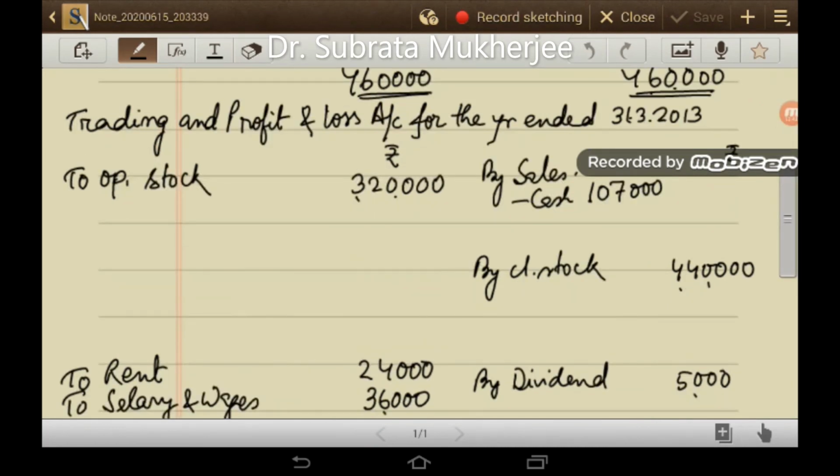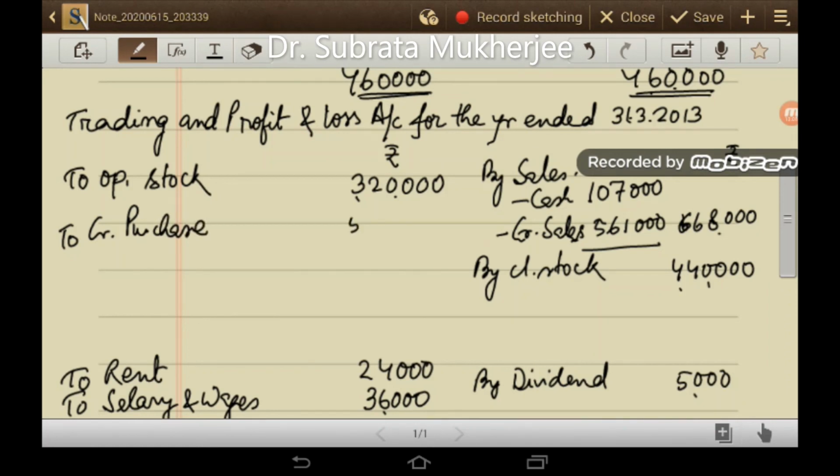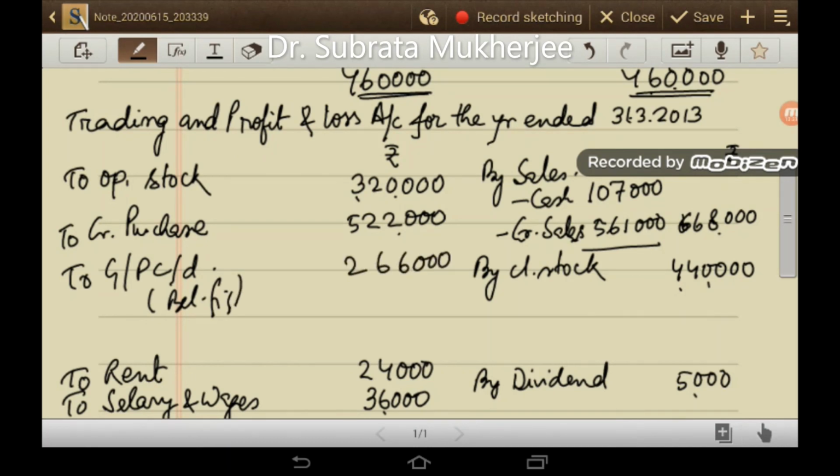Now I will put the amount of credit sales in the trading account. Credit sale amount is 5,61,000, so credit sale 5,61,000 and total sales is 6,68,000. On the debit side, I post here credit purchase, and the amount is 5,22,000. So to gross profit c/d, this is your balancing figure, the gross profit, and this amount is 2,66,000. Both side total of your trading account is 11,08,000.